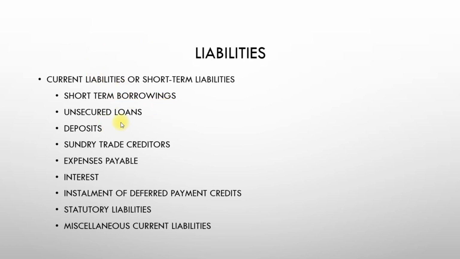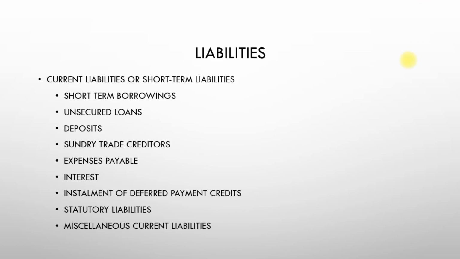Unsecured loan, which includes commercial paper which is repayable in a year, is also a liability. Deposits from the public maturing in a year are again a liability of what type? It is a current or short-term liability, because the deposits are to be paid within a year. So that is a short-term liability. Sundry trade creditors, which is bills payable for raw materials, consumables, stores, spares, etc., are all short term. So sundry trade creditors are also a liability.